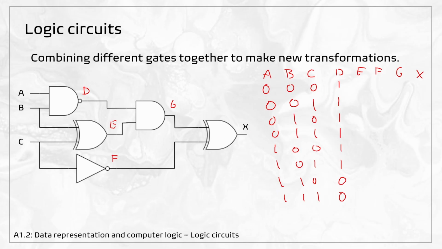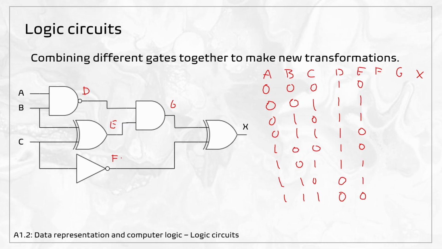E is just B XOR C. Remember, an XOR gate only outputs a 1 if only one of the inputs is a 1. So let's see. B and C. So here, both inputs are 0, so this will be a 0. Here, only one of the inputs is a 1, so we'll have a 1 here. Same for here. And both of the inputs here are 1, so this will be a 0. Here is also 0. This will be a 1, this will be a 1, and this will be a 0.